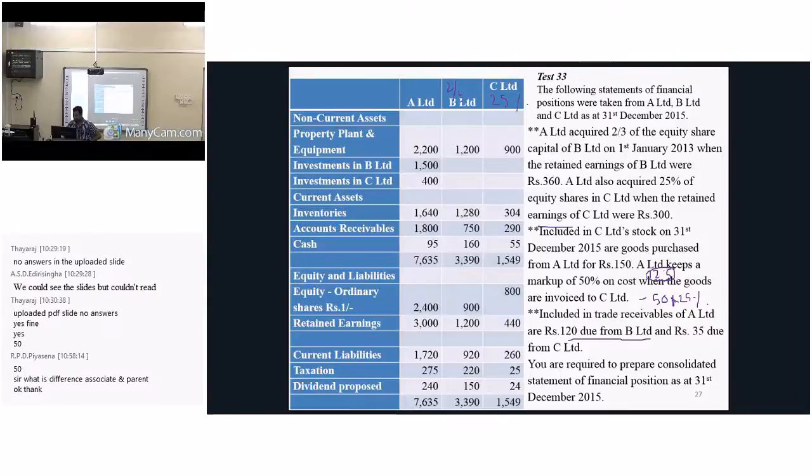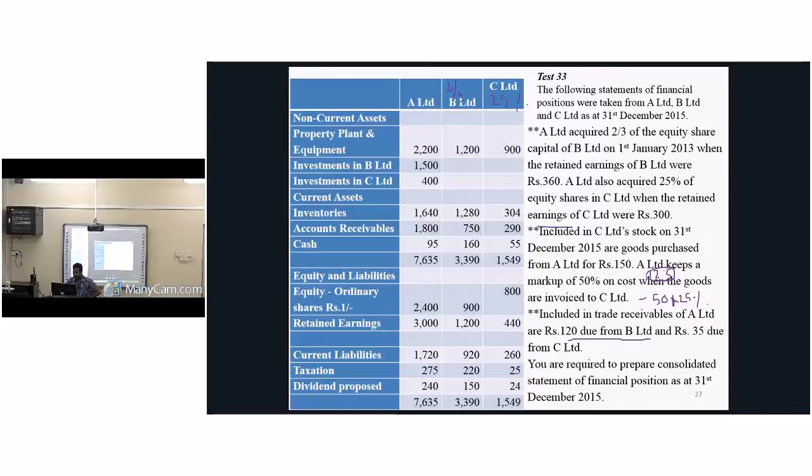Right, fine. Then there's trade receivable also. I'll come to that point later. But remember, if there's any associate, it is not consolidated. Another point you have to remember: an associate is not consolidated.